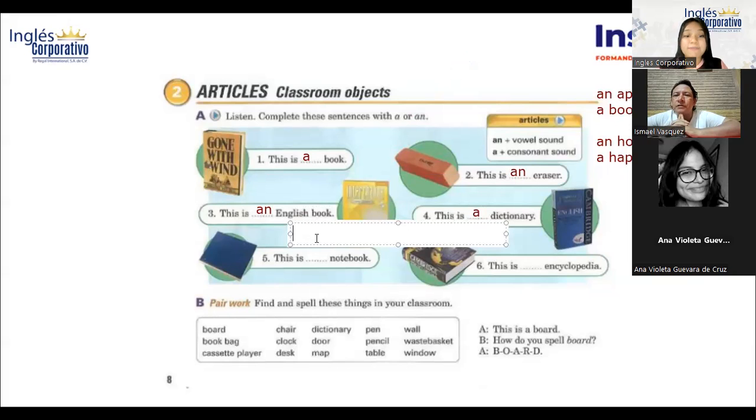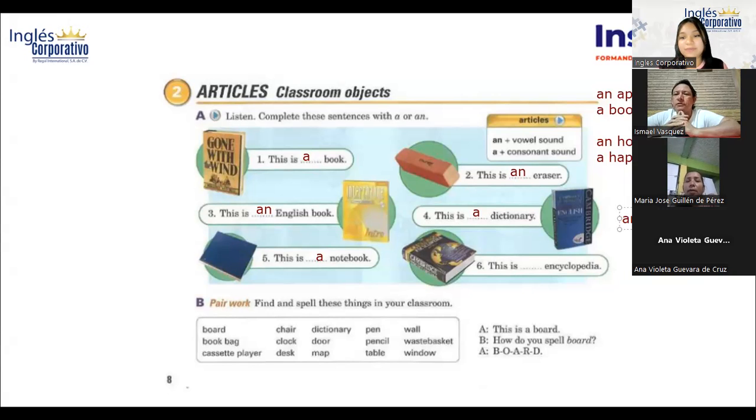What about number five? This is a notebook. And what about number six? This is an encyclopedia. All right, pronunciation. Let's see. This is an encyclopedia. Perfect. Okay. This is an encyclopedia.